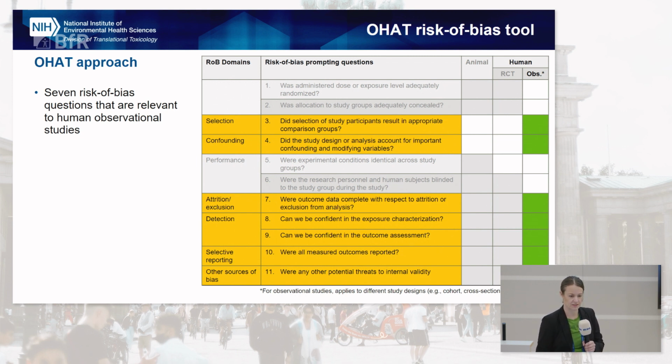The bias domains that we have highlighted here: selection bias, confounding, attrition and exclusion, detection, which includes exposure characterization and outcome assessment, selective reporting, and other sources of bias. That's where you might, depending on your assessment, want to consider funding source of a study or whether appropriate statistical analyses were used.